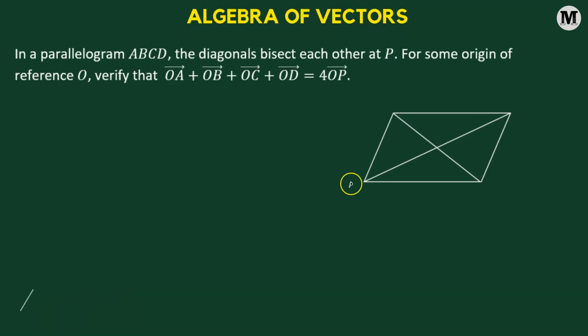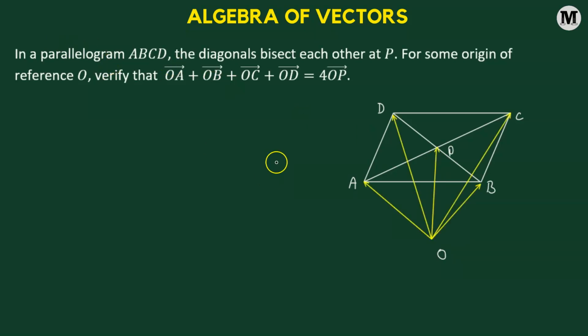So here we are considering a parallelogram ABCD. Now here, AC and BD are the two diagonals of this parallelogram, which are intersecting at the point P. Now we're going to consider some origin of reference O. With respect to this origin, we are going to join the vertices A, B, C and D as well as the point P of the parallelogram with the help of a directed line segment. So here we have the position vectors OA vector, OB, OC, OD as well as OP vector.